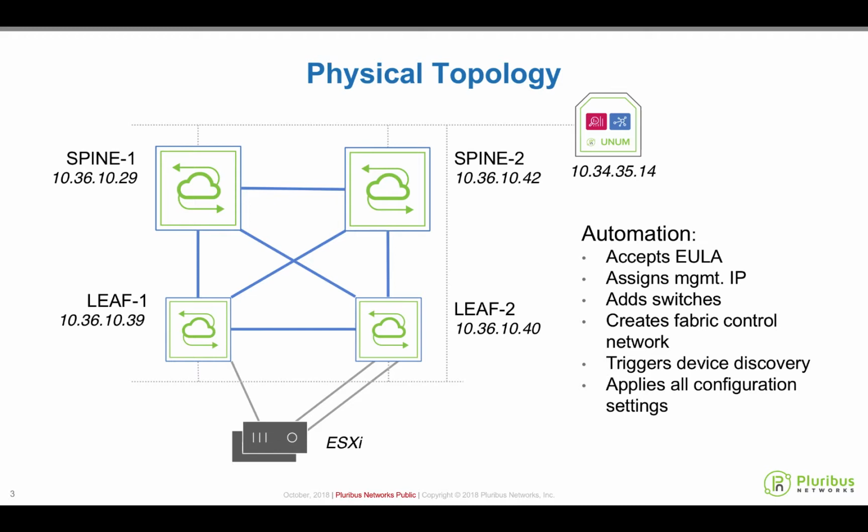Let's take a look at the physical topology we'll be using. We're starting with 4 switches, provisioned, licenses activated, and cabled up. This is a fairly straightforward 2-leaf, 2-spine layer 3 deployment. All of the switches are on the same management subnet, can communicate with each other, as well as the UNUM Fabric Manager. Now remember, there are other options such as layer 2 or existing spine deployments. We're just using this topology for our example.